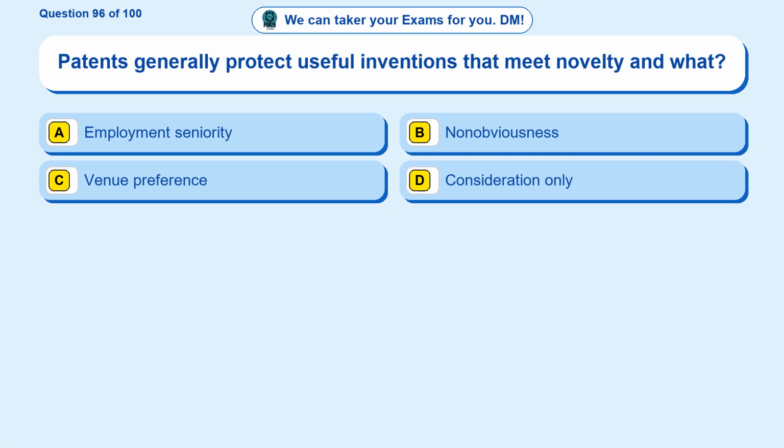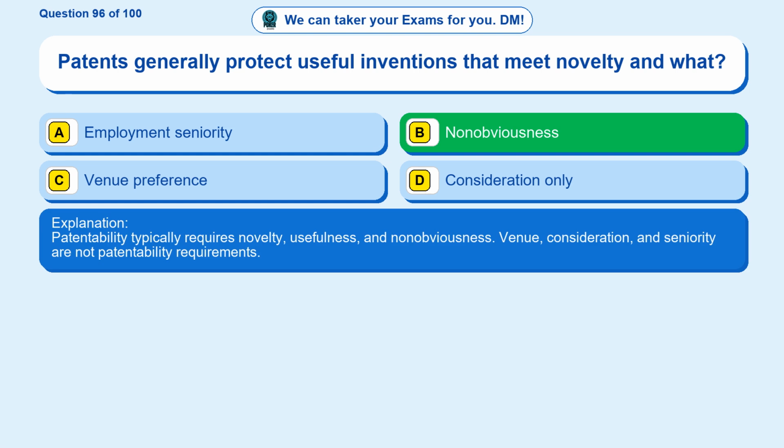Question 96. Patents generally protect useful inventions that meet novelty and what? Option A, employment seniority. Option B, non-obviousness. Option C, venue preference. Option D, consideration only. The correct answer is option B. Non-obviousness.